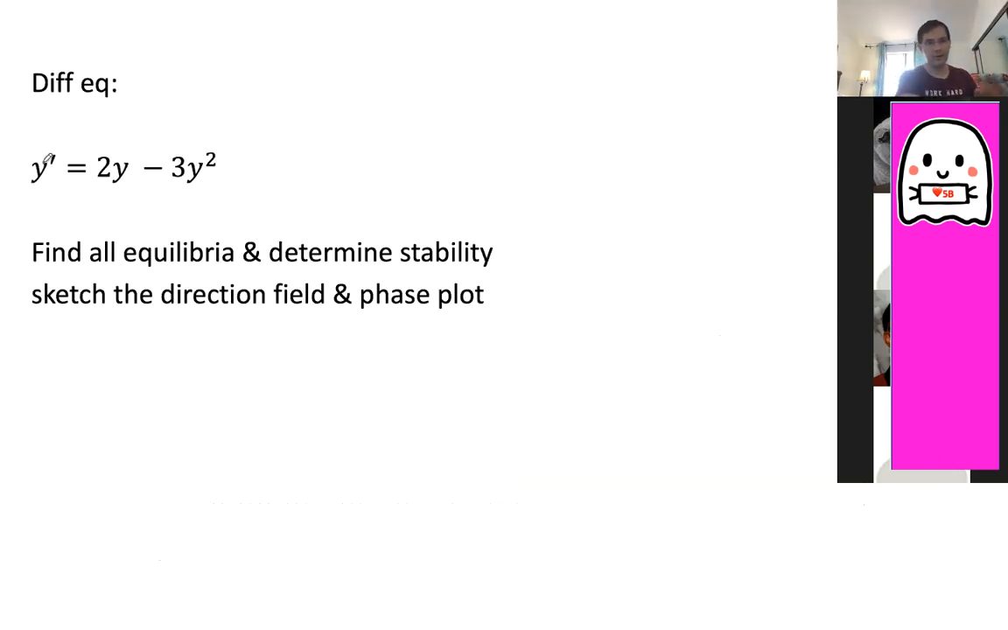So now the differential equation is not as simple as in the previous example. The differential equation is this. Another way to write this differential equation is to say dy over dt equals 2y minus 3y squared. It's just a different way to write this differential equation. Okay, so that's my differential equation.